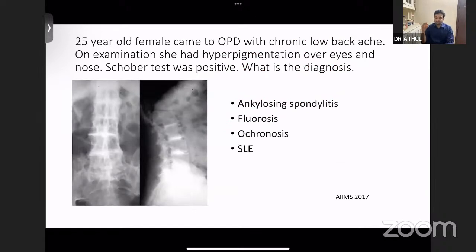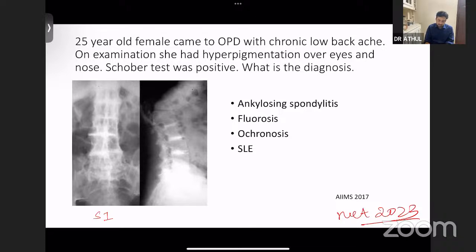Another important topic which has been asked multiple times is this: a 25-year-old female came to OPD. This question was repeated again and again, in NEET 2023 also, I think they asked this. Chronic low backache, some pigmentation here and there, some test positive. What is the diagnosis? Here they have given you the X-ray of the SI joint as well.